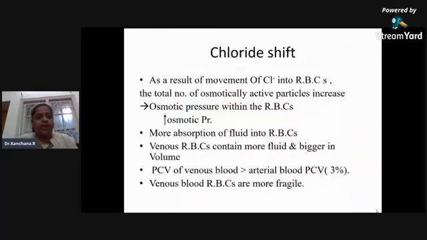Now, coming to the chloride shift: as a result of movement of chloride into RBCs, the total number of osmotically active particles increases, and as a result, osmotic pressure within the RBCs increases, and there is more absorption of fluid into RBCs. So venous RBCs contain more fluid and are bigger in volume, and hence the PCV of venous blood is greater than arterial blood PCV, by 3%, and venous blood RBCs are hence more fragile. Why? Because they have imbibed all the fluid and increased in size.